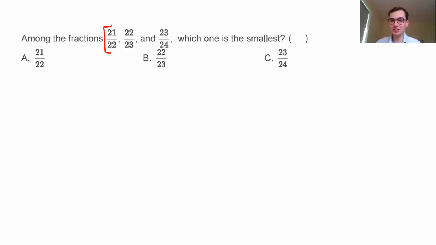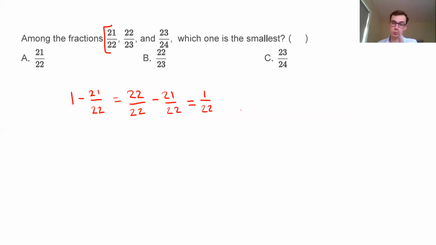So actually, what I'm going to do, rather than perhaps finding a common denominator, which would be really quite horrible in this question, I'm going to instead see how far away each of these fractions is from the number 1. So if I start with 21 over 22, I'm going to do 1 minus 21 over 22. Well then I know that 1 is just 22 over 22, from which I'm then taking this 21 over 22. So you see, I'll just end up with 1 over 22. So in other words, 21 over 22 is just 1/22 smaller than the number 1.